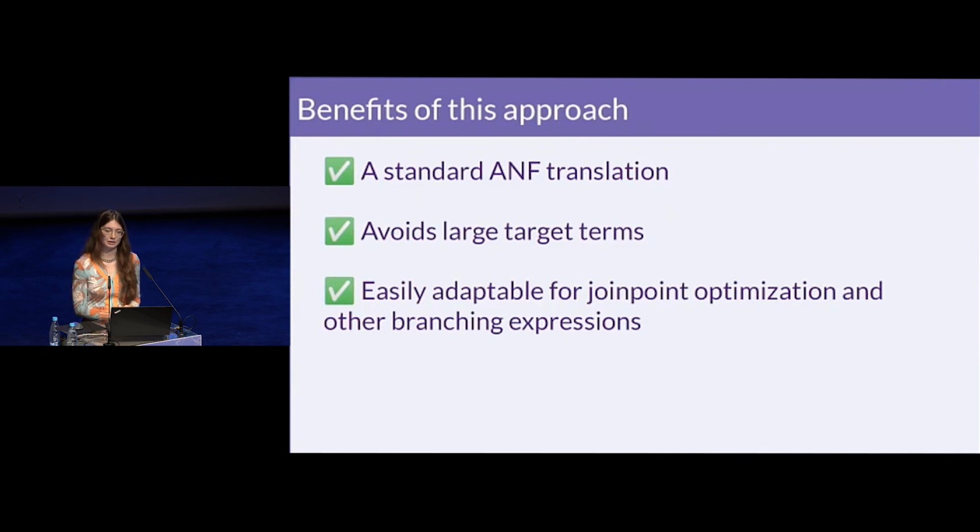So I'd like to talk a little bit about the benefits of this approach, because extensional equality has some known problems, but we talk about that a lot in our paper. In particular, we get a very standard ANF translation, one that you would probably find for most models of functional languages. And we don't end up generating very large target terms just to show that they're well typed, which is a great benefit for compilation. We don't want really big programs. And then we find in our paper that this approach is very easily adaptable for the join point optimization and other branching expressions like match.